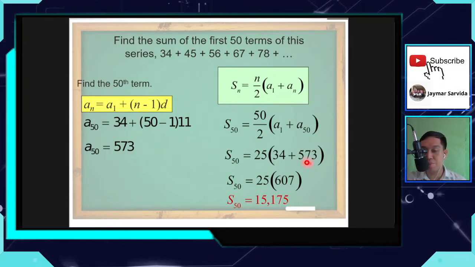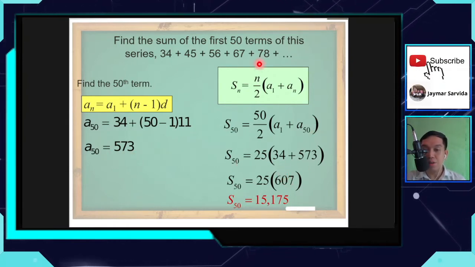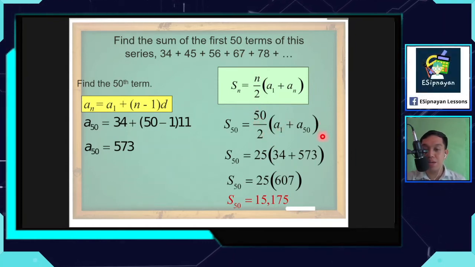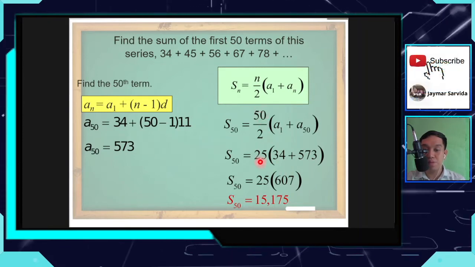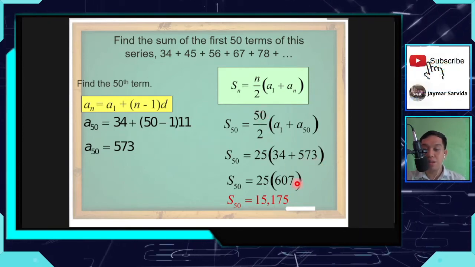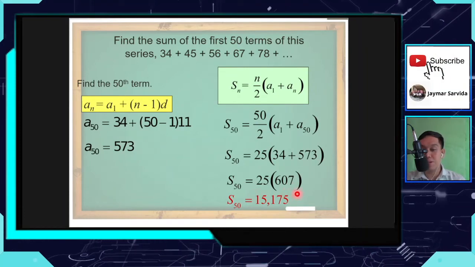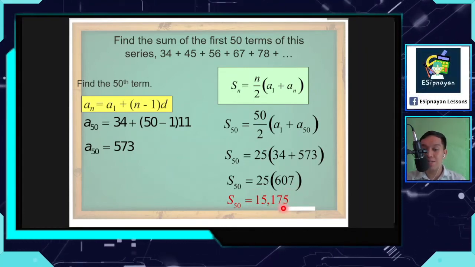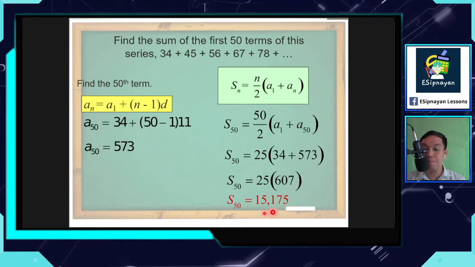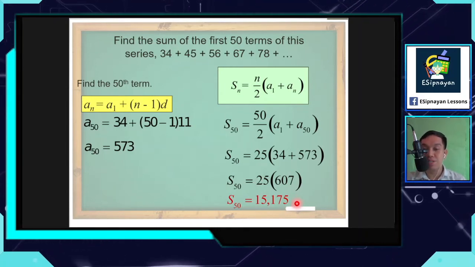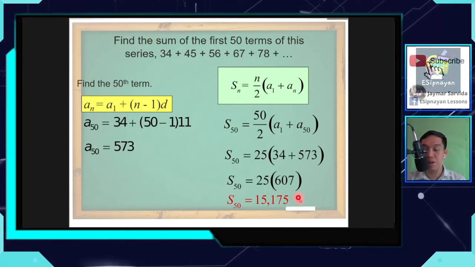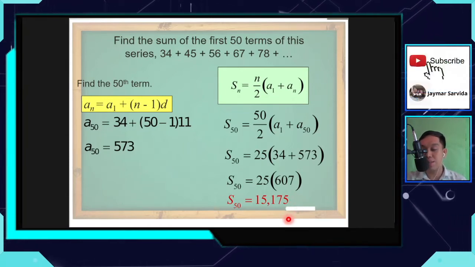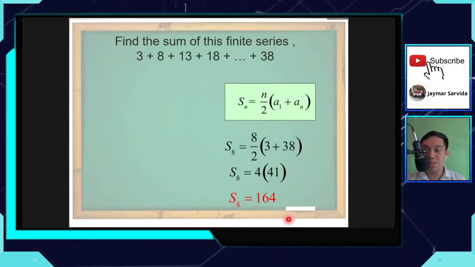So pwede na natin siyang i-apply dito sa ating formula. So yung n papalitan natin ng 50 over 2 times the quantity of a sub 1 plus a sub 50. So yung a sub 1 papalitan lang natin ng 34. Yung a sub 50 naman ay 573. So 50 divided by 2, 25. 34 plus 573 is 607. 25 times 607 is 15,175. So ito ngayon ang ating sum of the first 50 terms of the series. So ito yung ating final answer, 15,175.